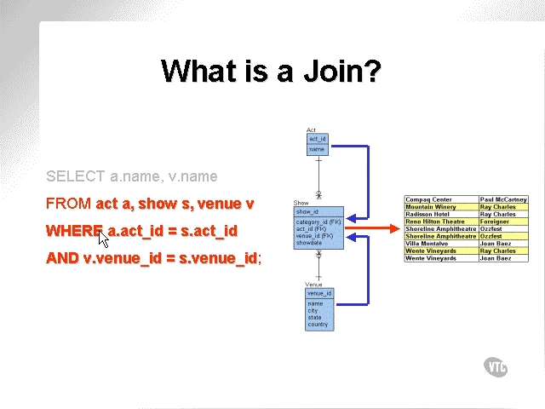The join is actually executed by the where clause joins between the ACT and show tables on the ACT ID, and the venue and show tables on the venue ID.